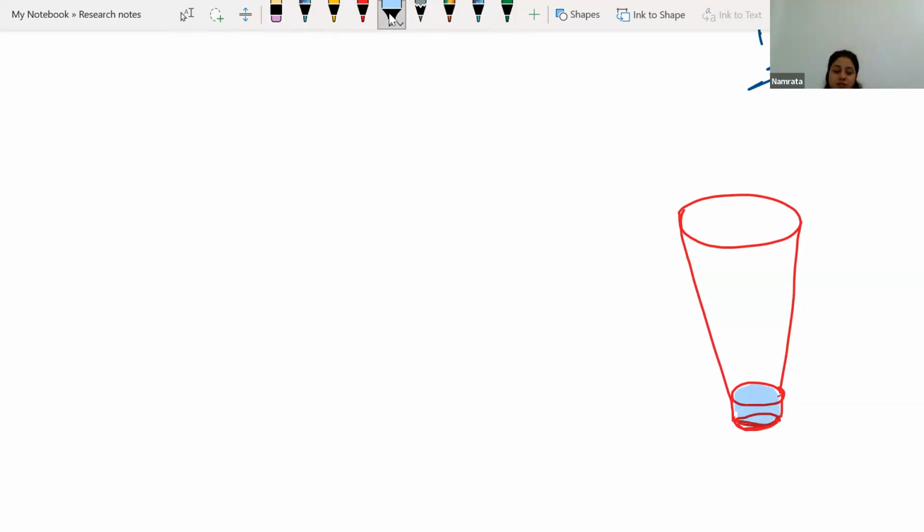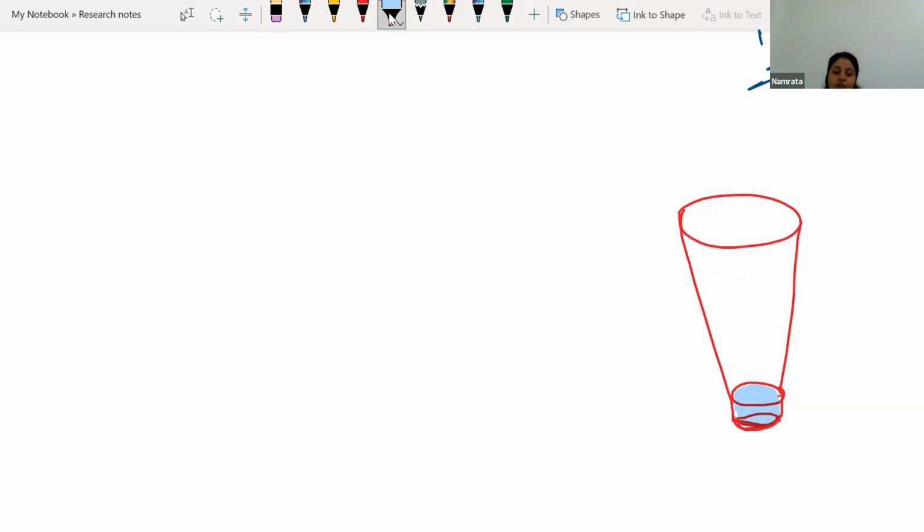Let me read the question. It says that an open metal bucket is in the shape of a frustum. This bucket is in the shape of a frustum of a cone, mounted on a hollow cylindrical base. I have colored the hollow cylindrical base to avoid confusion. So a frustum of a cone is placed on a hollow cylindrical shape, a hollow cylindrical base.